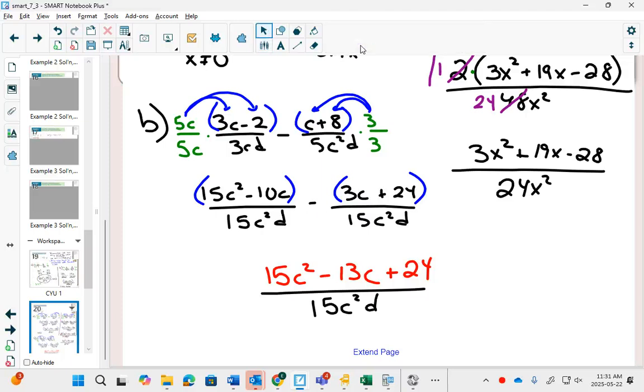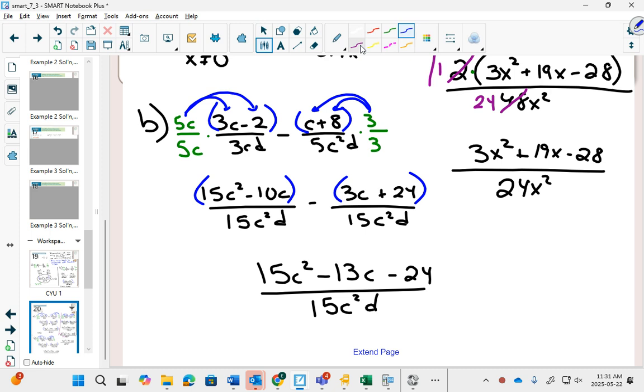So, I'm going to show you the right answer. If you figured it out, you can give yourself a little fist bump beside. What should it have been? Well, we'll erase this. Actually, the 15c squared was fine. And the minus 13c was good, but it should have been minus 24.